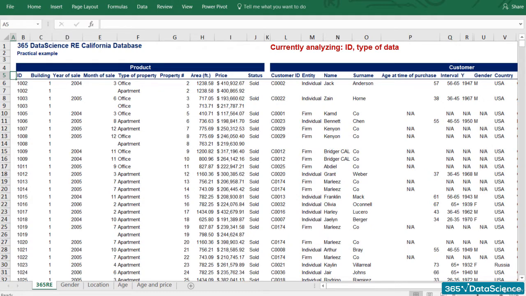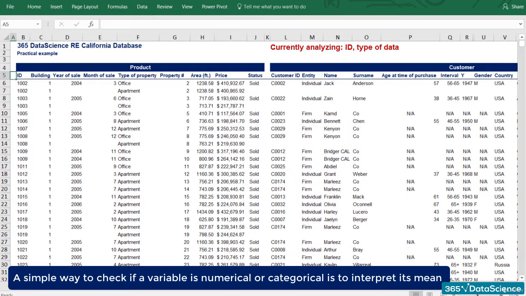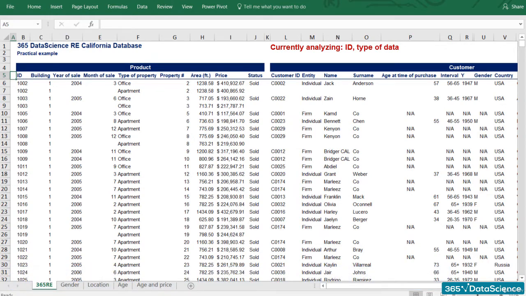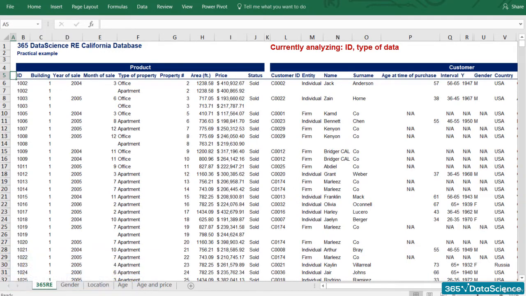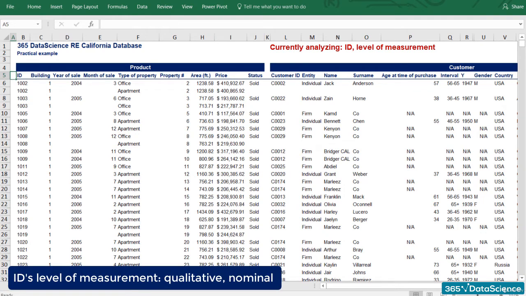A simple way to check if a variable is numerical or categorical is to interpret its mean. Think about it. The mean ID number shows nothing. Now, oppose this to the mean price, for example. It is clear that the mean price is a very valuable piece of information. Okay, the bottom line is that ID is a categorical variable. What about its level of measurement? Well, it is qualitative, nominal. Clear? Clear.